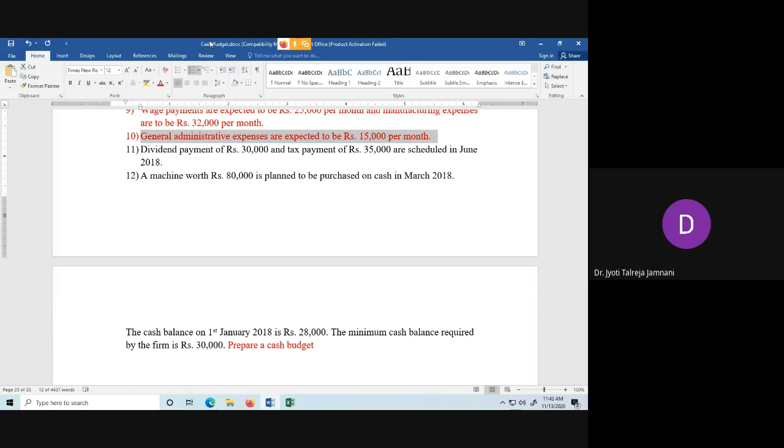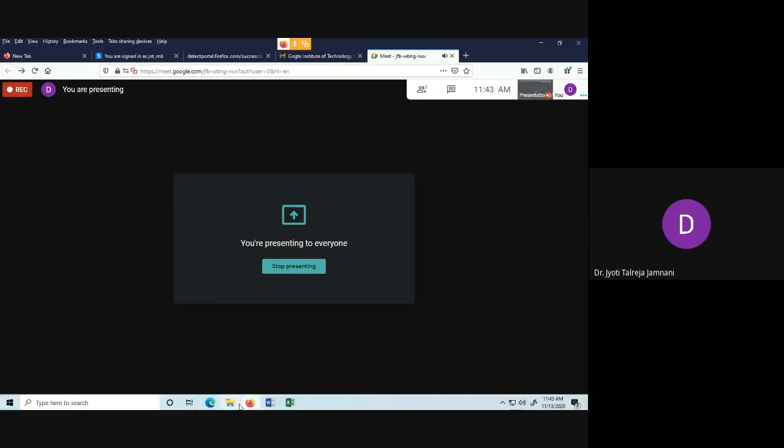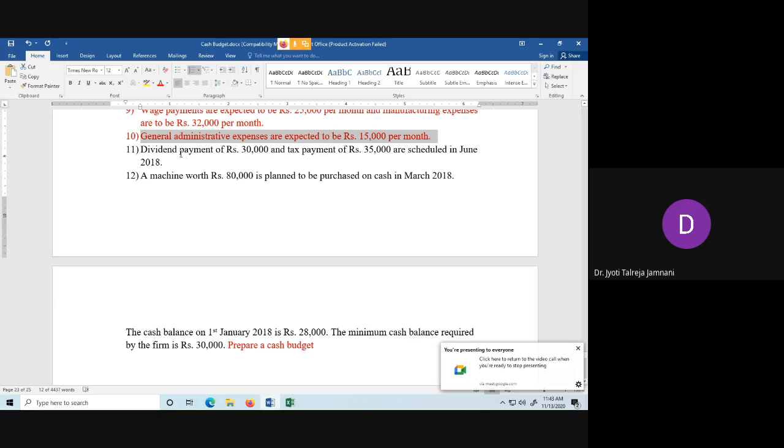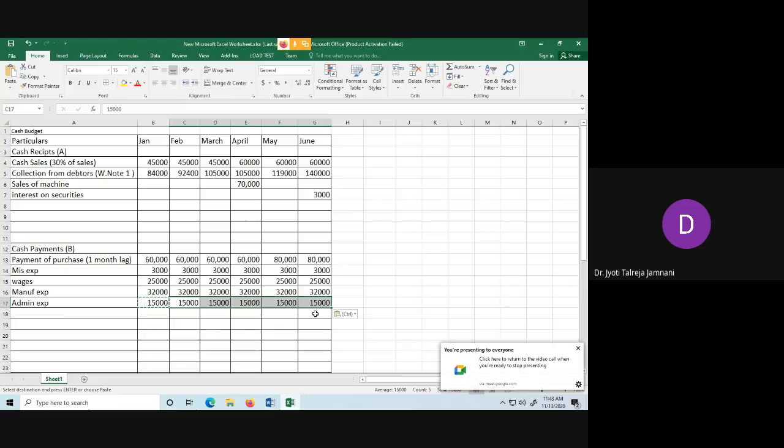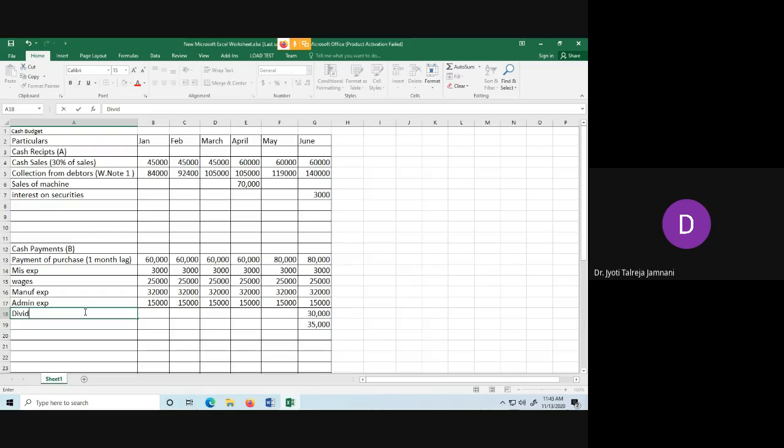Next, dividend payment of rupees 30,000 and tax payment of rupees 35,000 are scheduled in June 2018. So in June we have to pay dividend 30,000 and tax 35,000. So June month 30,000 for dividend and 35,000 for tax. So we'll write it here, dividend payment and tax payment. So this is what we have paid in the month of June.